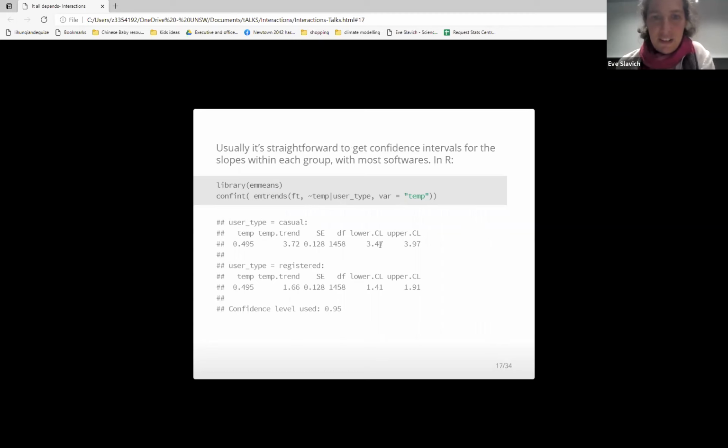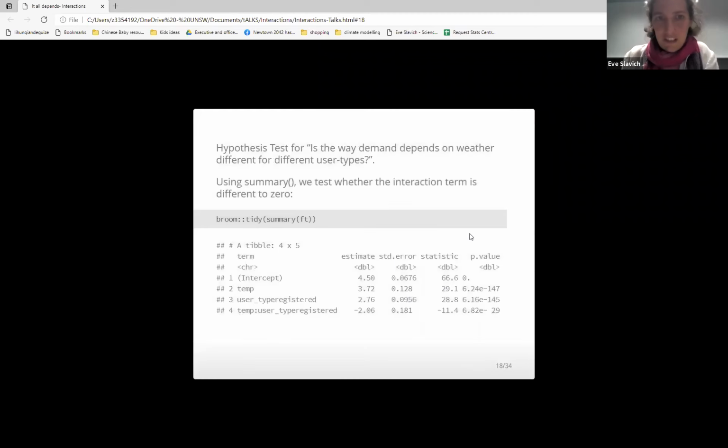You can also get confidence intervals for those slopes within each user type. So if that was part of your study question, you can estimate the trend 3.7 and the confidence intervals from 3.47 to 3.97, and 1.66. And here's a confidence interval for the slope with registered users.